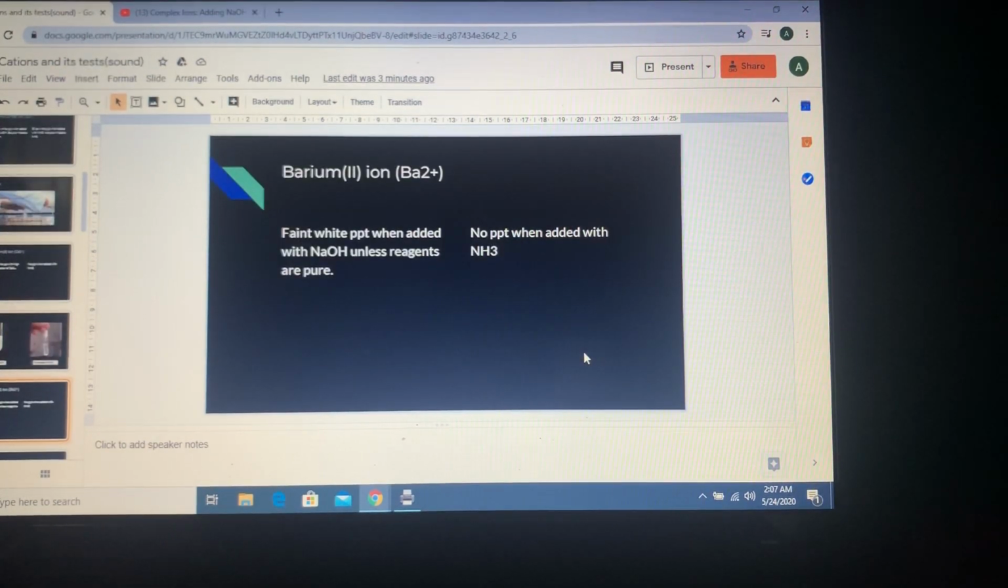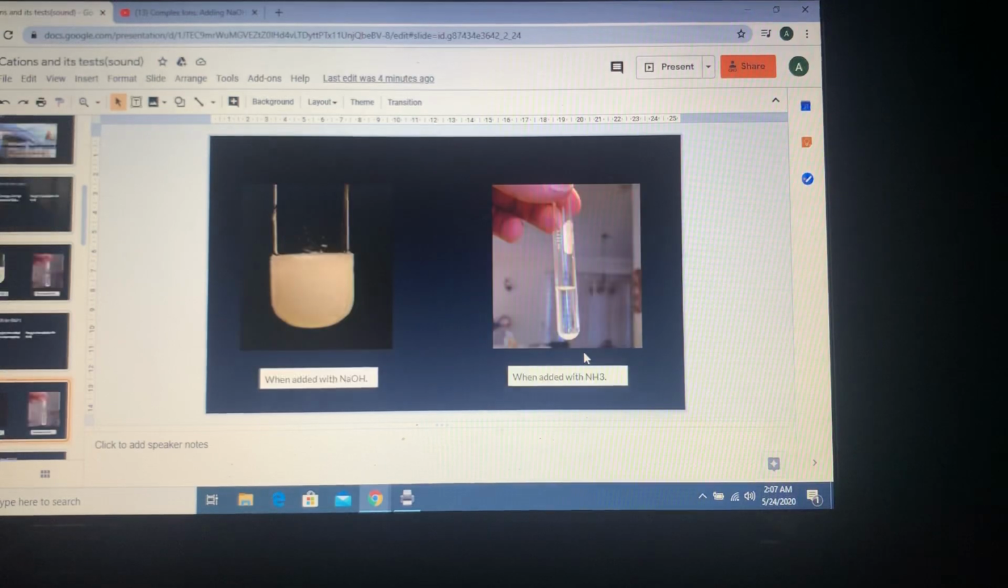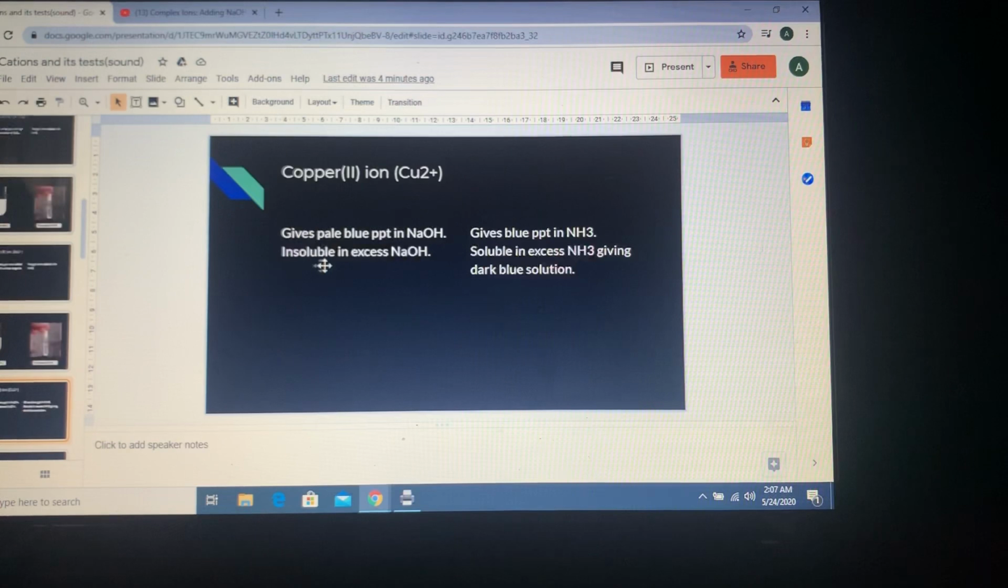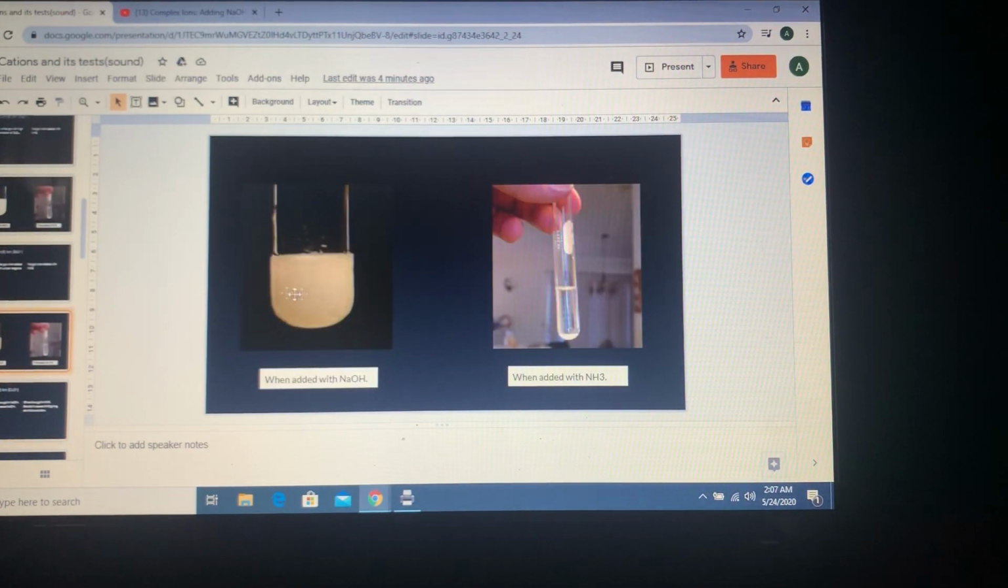Moving on to the next one, barium, Ba2+. When you add aqueous NaOH solution to a solution containing Ba2+, you will see a faint white PPT unless the reagents are pure. And then when you add aqueous ammonia to the solution containing Ba2+, no PPT will be seen. So this is the picture as well. PPT with NaOH and no PPT with NH3.